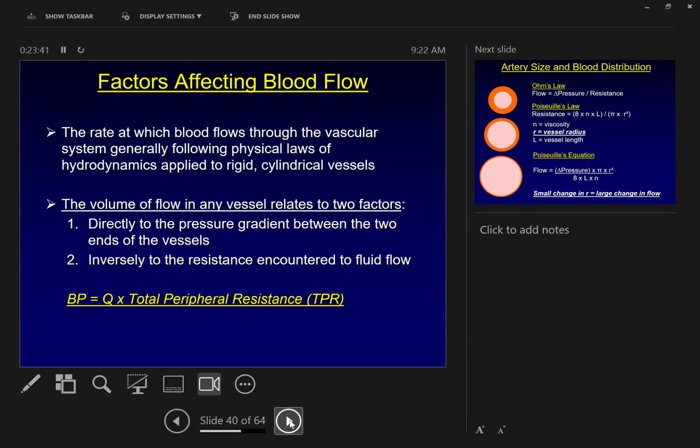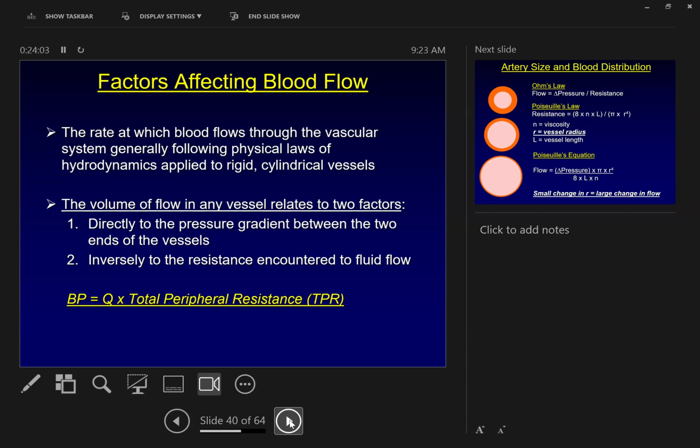Pressure is highest in the left ventricle. When I change the diameter, either by squeezing down and raising resistance and raising pressure, or by relaxing vessels and lowering pressure and lowering resistance, I can control where the blood goes.